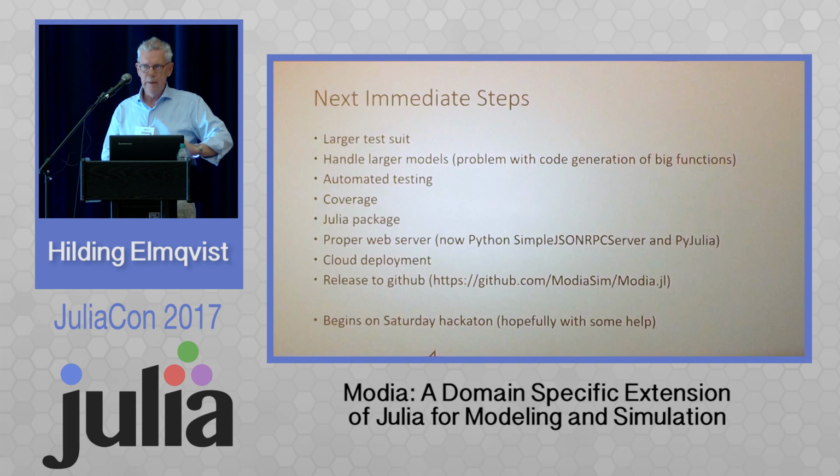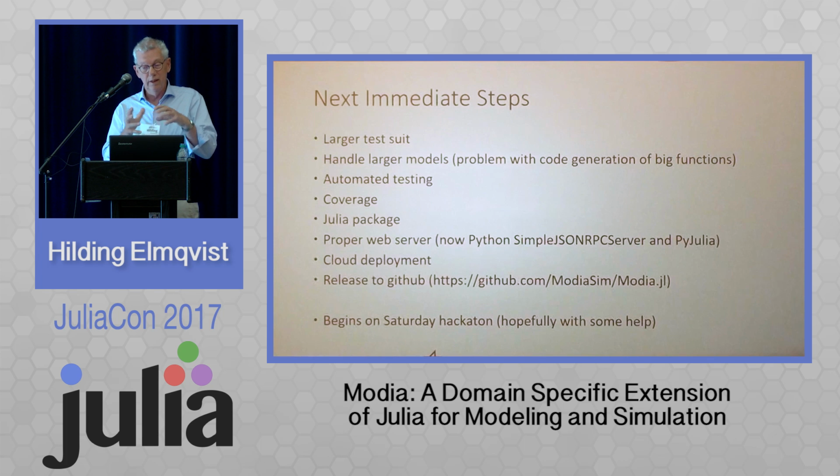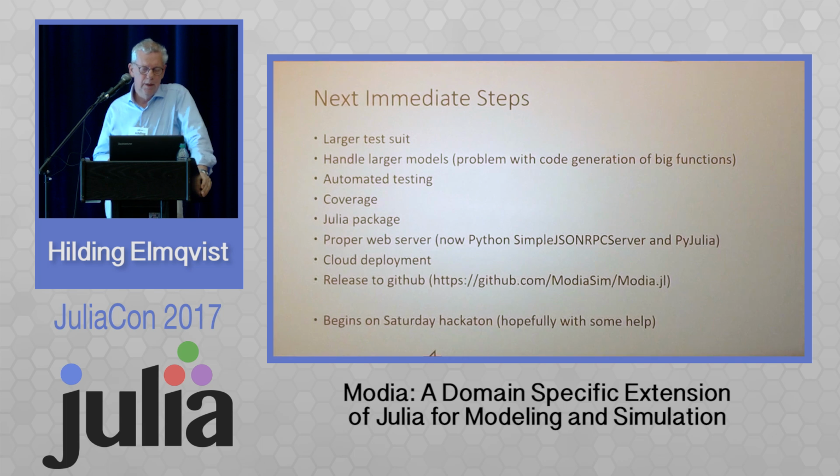So the next immediate steps: we need to expand the test suite. We have some problems with code generation of big functions, actually. I tested 1 million equations, for example, and then it's a really big function that gets generated. And of course, the compiler couldn't cope with that. So we need to split it up in pieces and so on. There are these kinds of things to do in order to make it robust. Modelica tools typically can handle maybe 5 million equations or so.